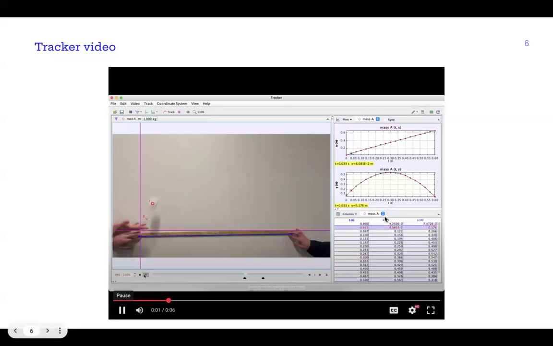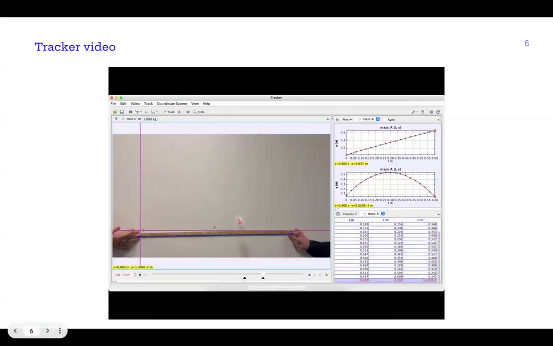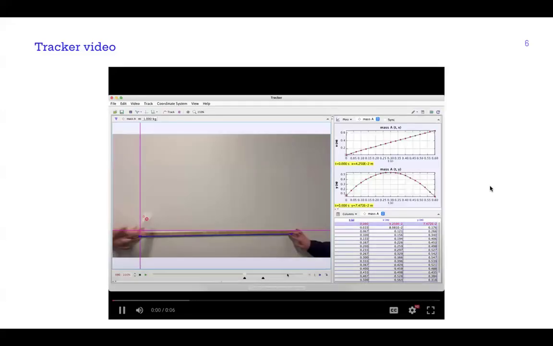For the video lab, here we have recorded a video of a crumpled piece of paper being thrown out of a person's hand. And then we recorded it and plotted each point in order to get the curvature of the projectile.